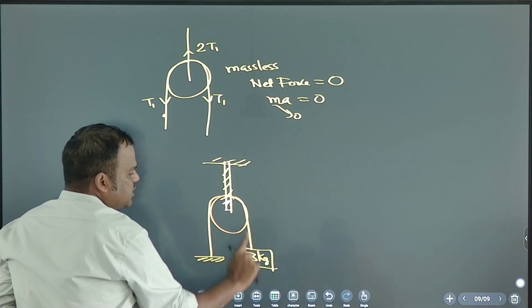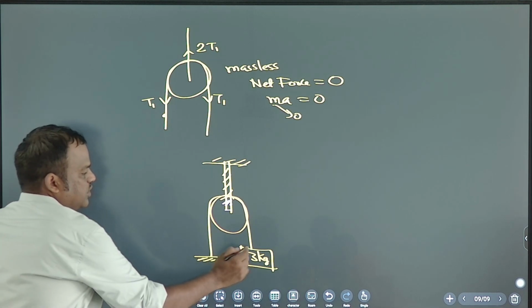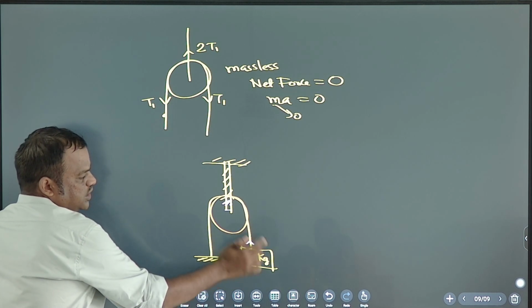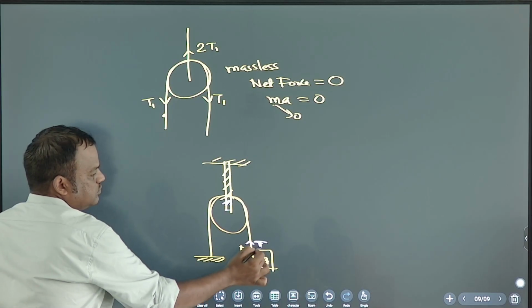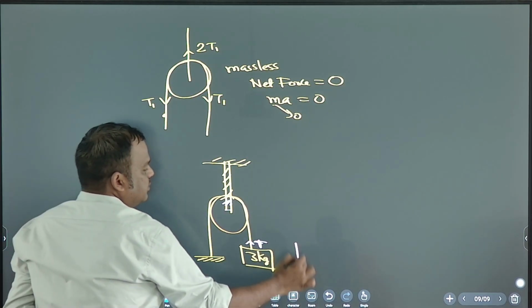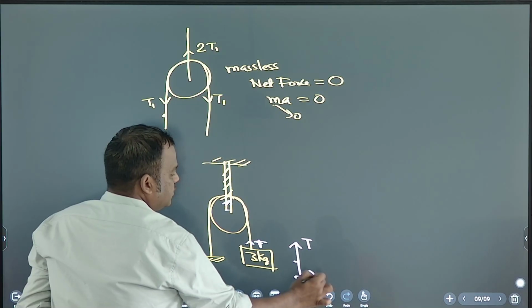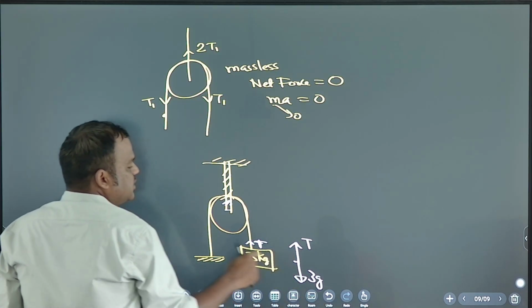What is the tension in this string? 30. Correct? Tension is upward, 3g downward, 30. So tension is 30.